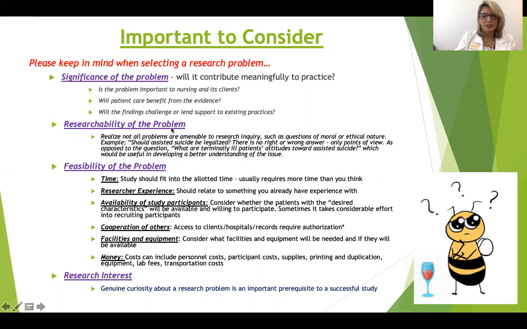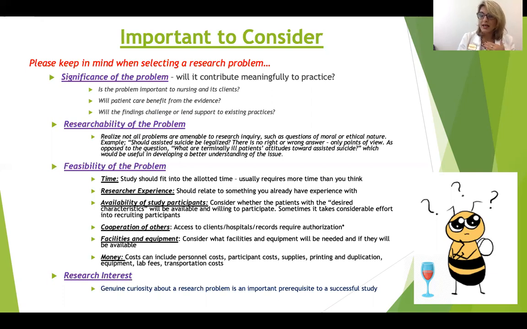Okay, researchability of the problem. Realize that not all problems are amenable to research questions or research inquiry, because a lot of things that we want to research are just moral or ethical in nature. For example, should assisted suicide be legalized? Okay, there's no right or wrong answer there. That's just a point of view. You're just looking at people's different points of view.